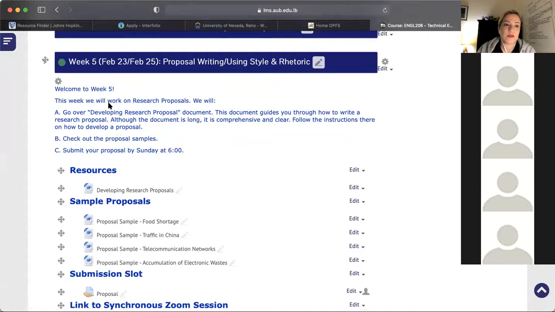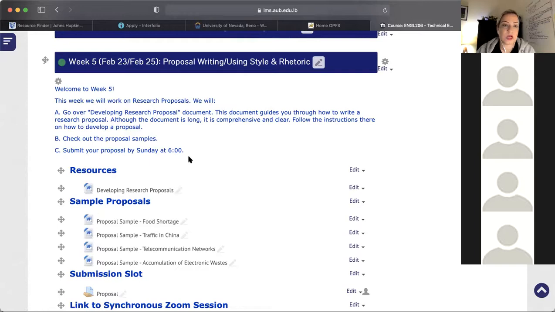So in week 5, we're going to be working on our research proposals, and they're going to be short documents. Given the number of people who are working on each project, I have calculated that each student will be writing around a page and a half of the proposal. However, this means that you need to collaborate before you start writing so that you can brainstorm. So what I want you to do is go over the developing research proposal document, which is here.